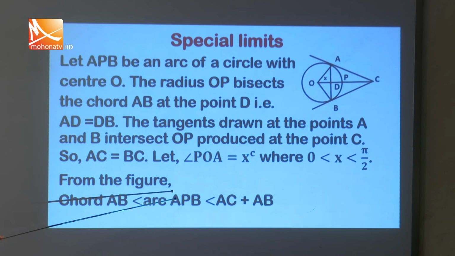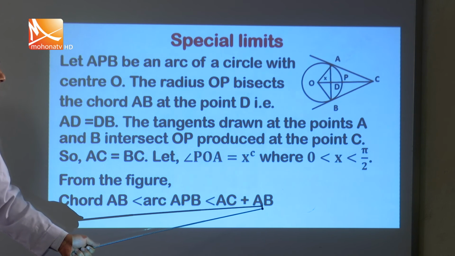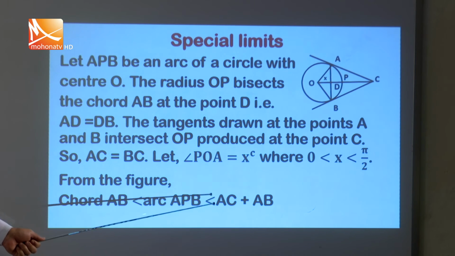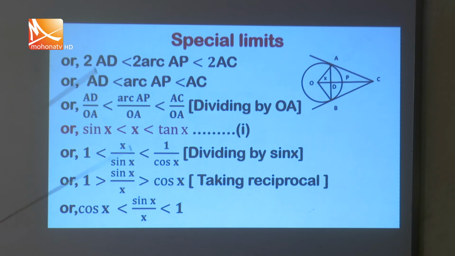Since P is the midpoint of the arc APB, we can write arc APB equals 2 arc AP. Again, AC equals BC, so AC plus BC equals 2AC. Then 2AD less than 2 arc AP less than 2AC. Now dividing both sides by 2, AD less than arc AP less than AC. Since OA is a distance greater than 0, we divide both sides by OA: AD by OA less than arc AP by OA less than AC by OA.